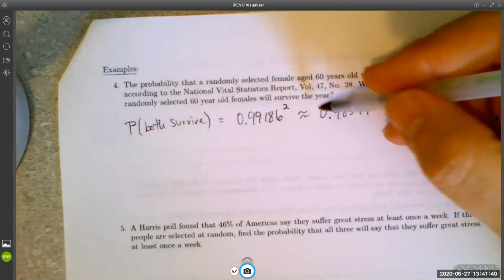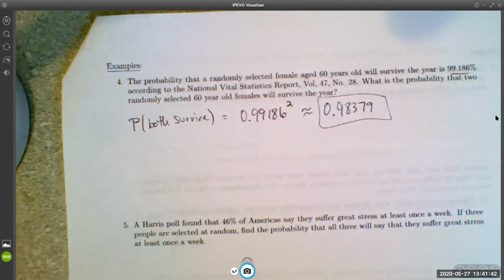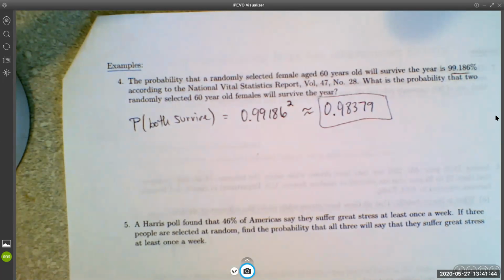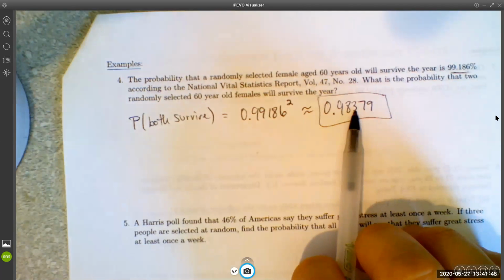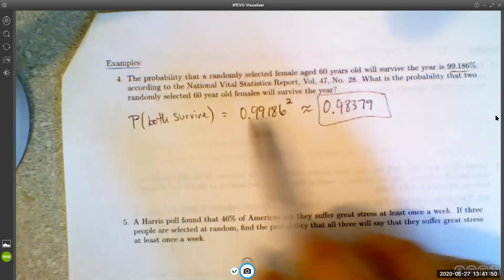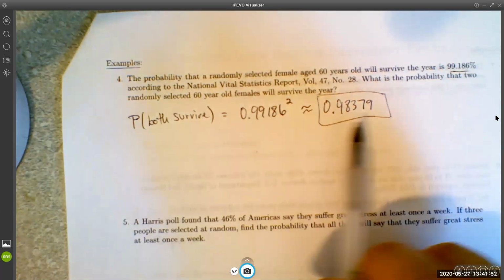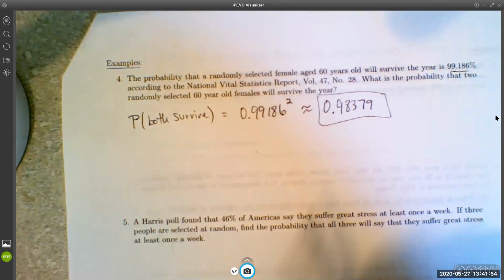So that's pretty good. There's a pretty good odds that both of those women are going to survive the year. Although you see that it did decrease, which should also make sense, right? If one of them has a 99% chance of surviving, then there's like a 98% chance that both of them will survive.